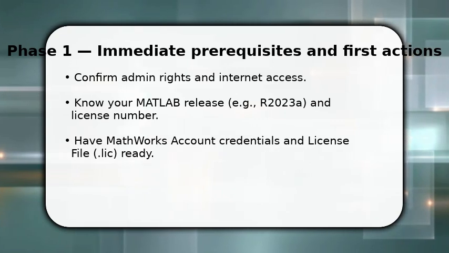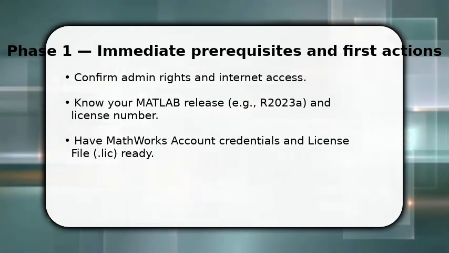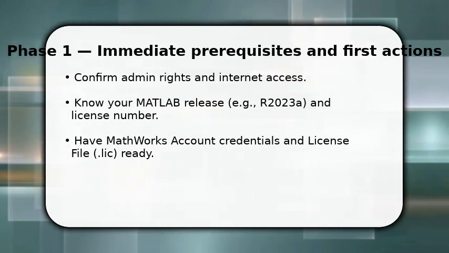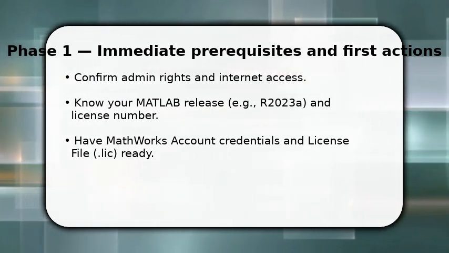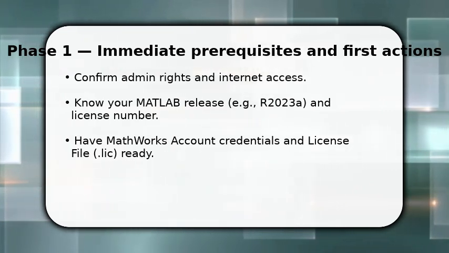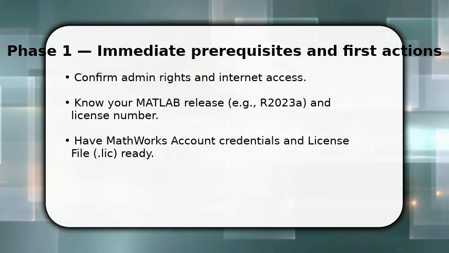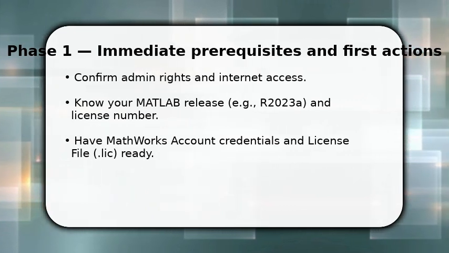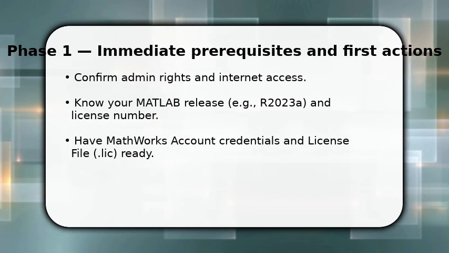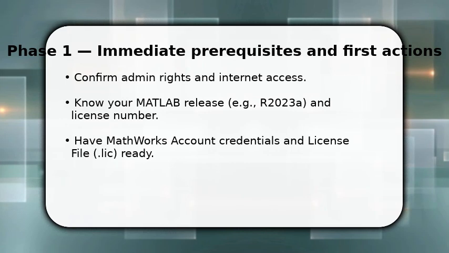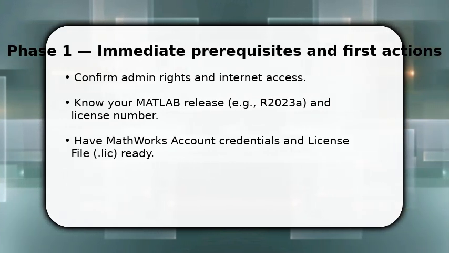Enjoy the video. You begin by gathering essentials. Make sure you have admin rights and your MathWorks account credentials. Once done, verify the MATLAB release, for example R2023a, and locate the license number or license file. Now open MATLAB or go to the MathWorks License Center, whichever you prefer. Both paths reach activation. Click Activate Software in MATLAB or sign in at the License Center to start updating. This immediate start saves time and prevents backtracking later.